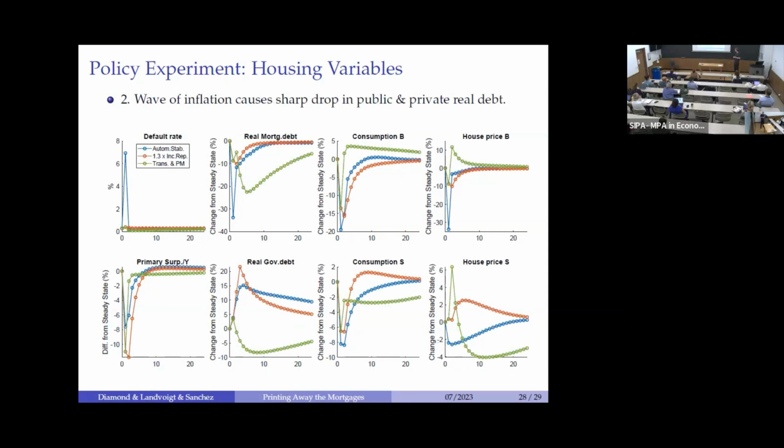Now here's what it looks like with the loose monetary policy, where borrower house prices are booming afterwards. Borrower consumption, despite a little bit of initial crash, actually overshoots because they're so rich. Their mortgage went away and now they're just happy. Their mortgage debt is going to go dramatically down in real terms.